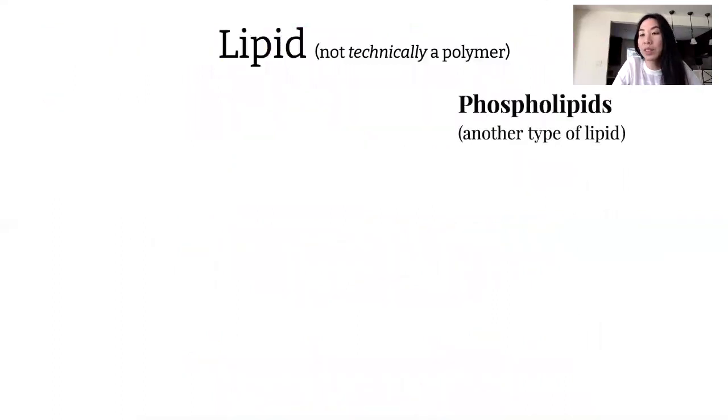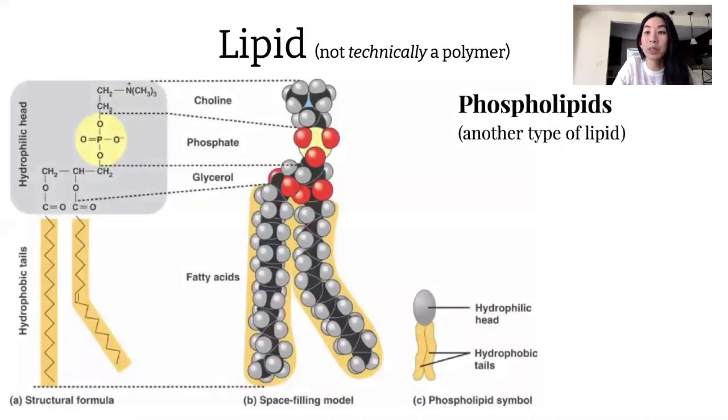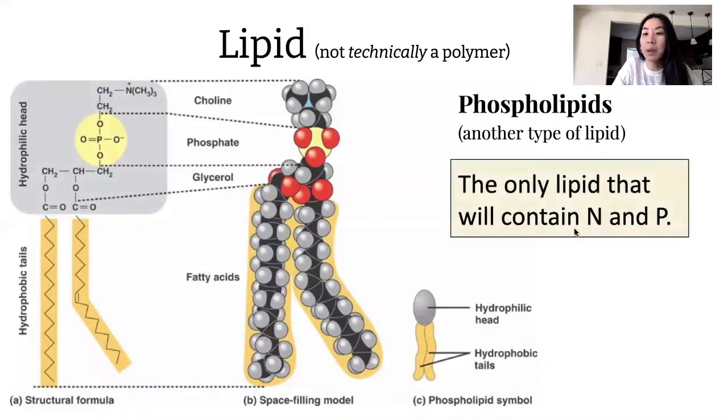The last type of lipid is phospholipid, which your pattern matching also goes into. The key idea for phospholipids is that it is both hydrophilic and hydrophobic. This is the only type of lipid that's going to contain nitrogen and phosphorus, because in the phosphate head there's a phosphate group here, and there's a nitrogen right here. So this is the only exception to the elements.